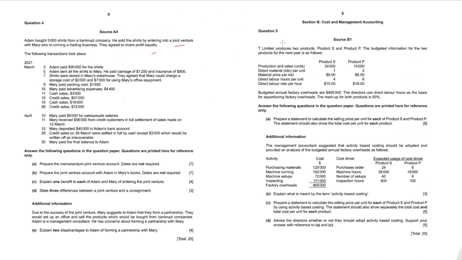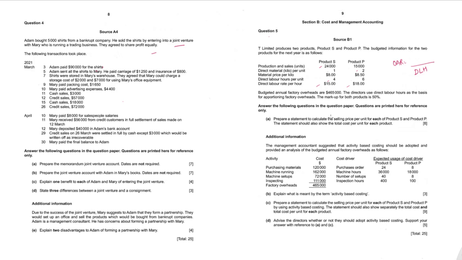Going to question number 5, which is on costing. T Limited produces 2 products, product S and product P. The budget information for the 2 products is given. Quantity is given. Direct material cost is given. Material per unit requirement is 1 kilo and 2 kilos. The material cost per kilo is given for both products. Labor requirement in hours is given. Hourly wages are given. The budgeted factory overheads are 465,000 for the year. Directors use direct labor hours as a basis to calculate the overhead absorption rate. They use budgeted direct labor hours as the denominator. The markup for both products is 50%.